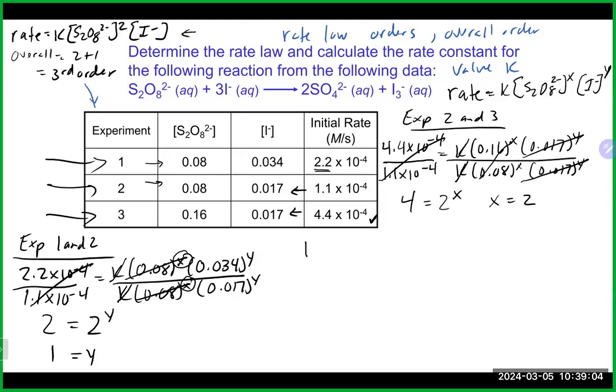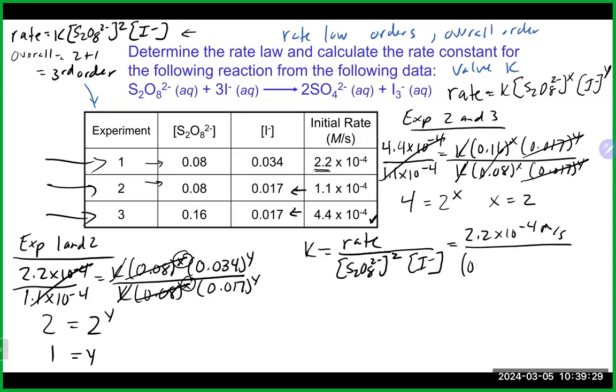And that will give us K is equal to the rate, and as we divide it to the other side, S2O8 2- minus, we do need to still square it when we do that, by the way, and the concentration of I minus in this case. Now, popping in our numbers here, I'll just use number one again, 2.2 times 10 to the minus 4 molar per second divided by 0.08 molar squared times 0.034 molar in this case.